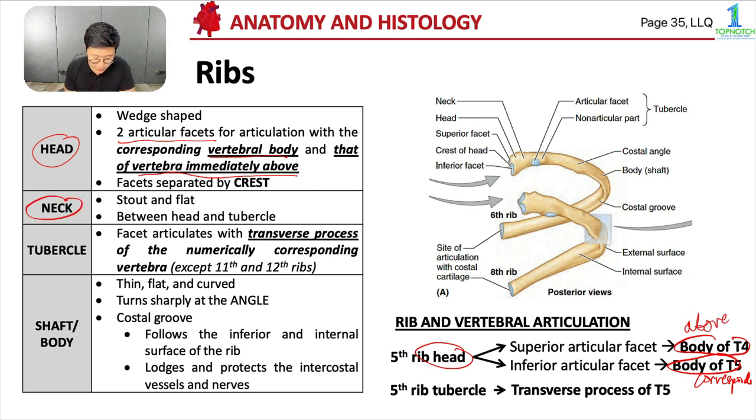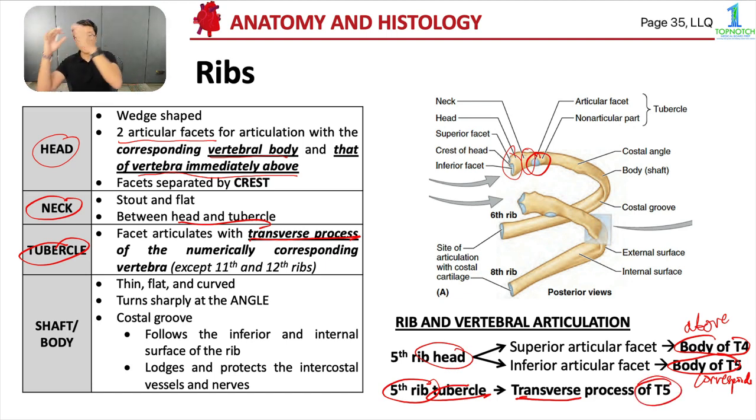Next, you have the neck, which is found between the head and the tubercle. So this is the head, this is the neck. Next, you have the tubercle. This is the tubercle. And it has a facet that articulates with the transverse process of the numerically corresponding vertebra. So, yung 5th rib, dito sa example, the tubercle articulates with the transverse process of T5. Okay? So the head of the rib articulates with the body of the vertebra. The tubercle articulates with the transverse process.